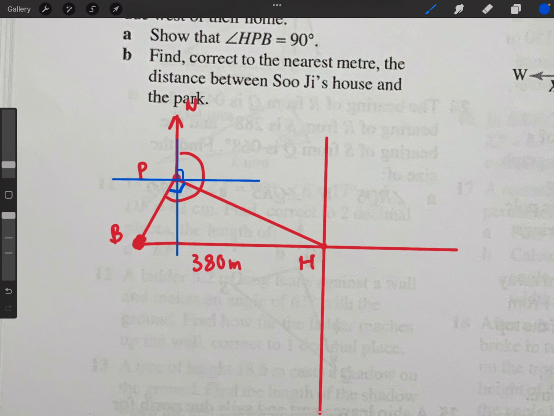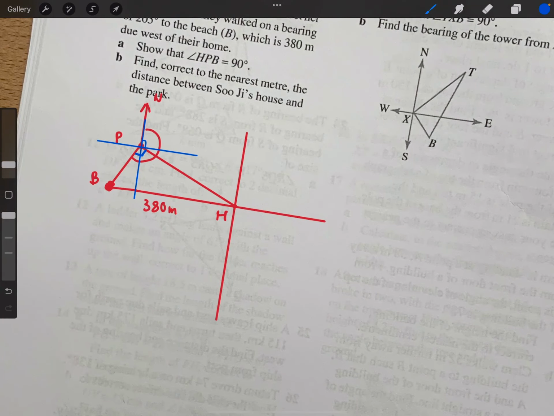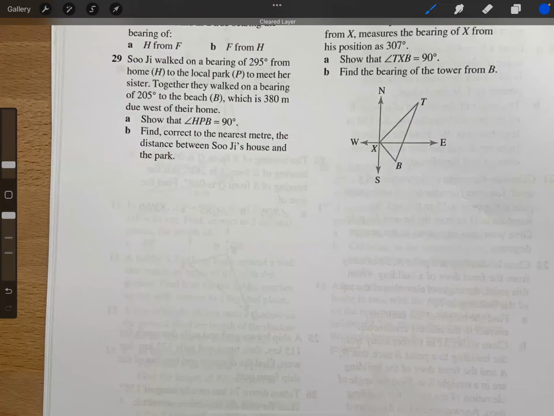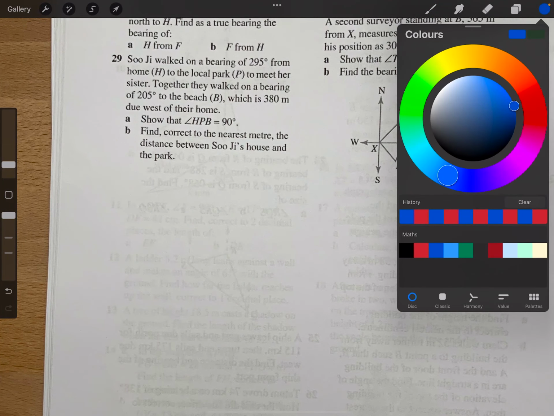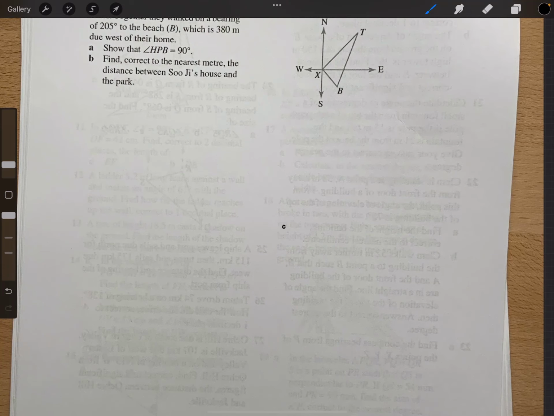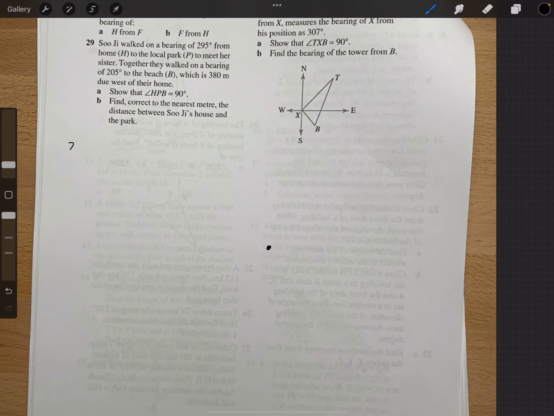Okay, so we need to see what angle we have here. First of all, man, my drawing is not very good. Okay, I'm going to do it again. So this is question 29.